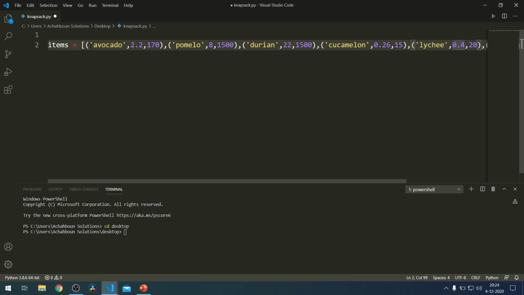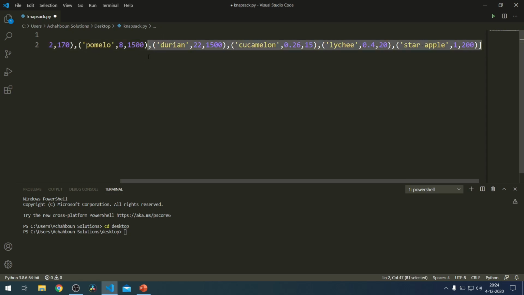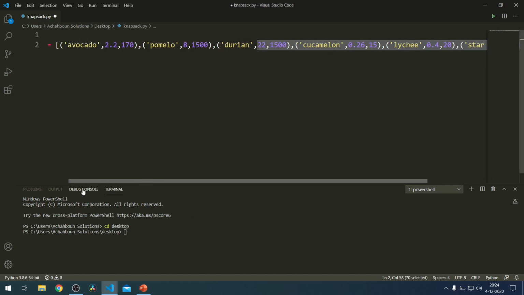If you look, the first entry is the name of the piece of fruit, then the profit value, and then the weight, which is given in grams. So 1 kilogram is 1,000 grams, if you use the metric system.